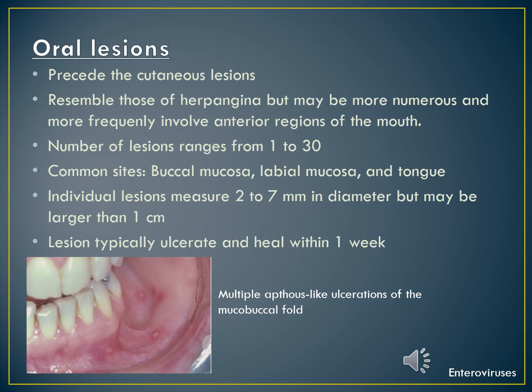Buccal mucosa, labial mucosa, and tongue are the most common sites, but any area of oral mucosa may be involved. Individual lesions measure 2 to 7 mm in diameter but may be larger than 1 cm. The lesions typically ulcerate and heal within 1 week.